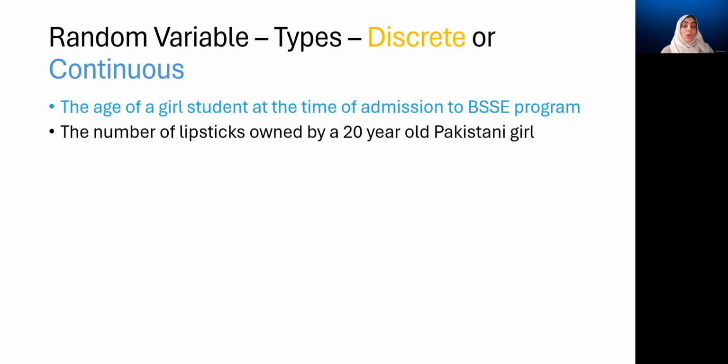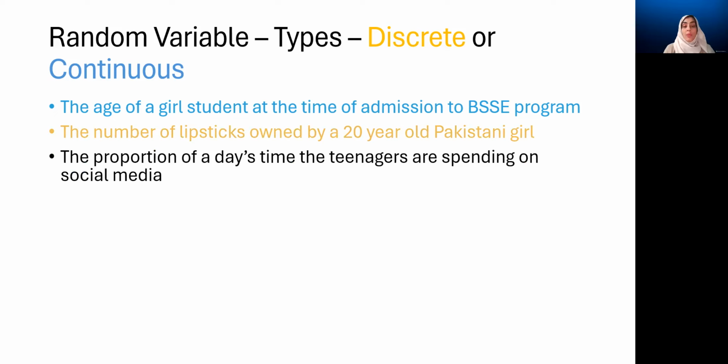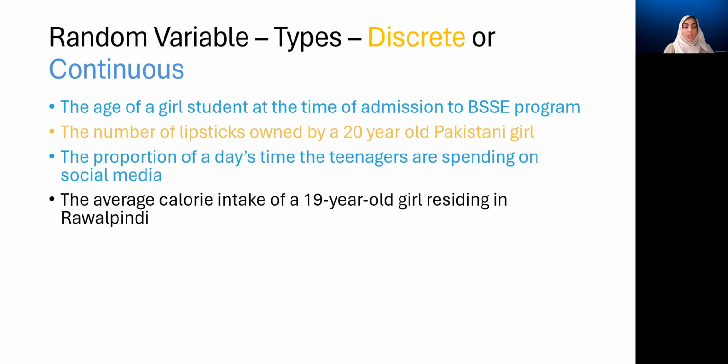The number of lipsticks owned by a 2 years old Pakistani girl, this is countable, so this is a discrete random variable. The proportion of a day's time the teenager is spending on the social media. Again, this is a continuous variable because the length of time that we compute can be on a wider range on the number line, and we cannot possibly list all the possible values it can take on.